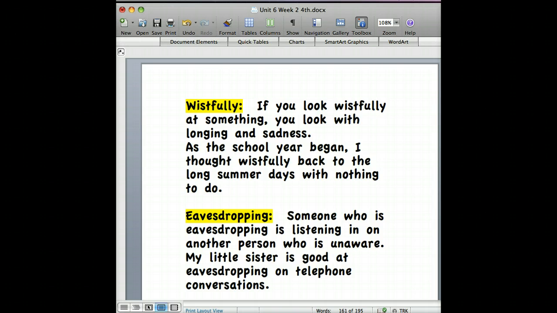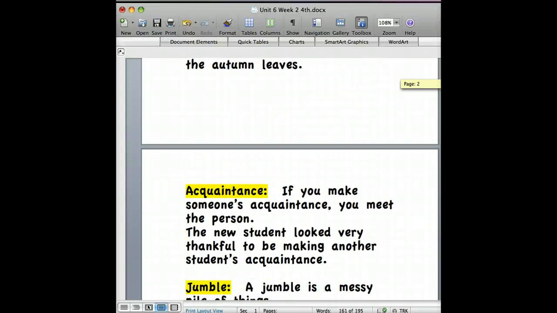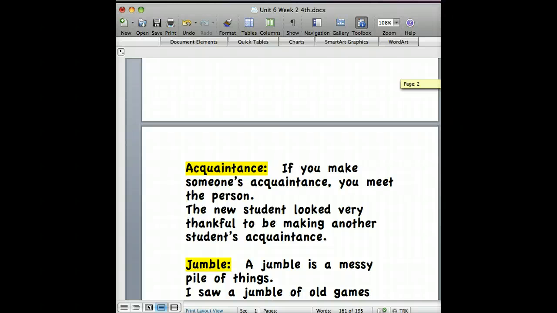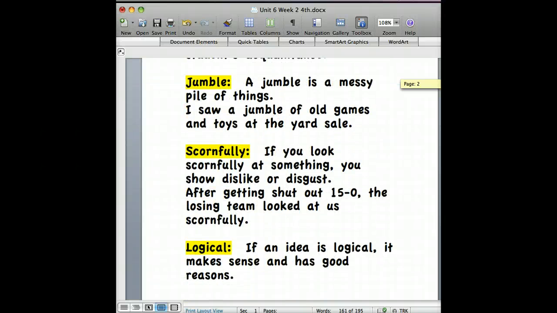Wistfully. If you look wistfully at something, you look with longing and sadness. Eavesdropping. Someone who is eavesdropping is listening in on another person who is unaware. Scuffling. Someone who is scuffling is walking without lifting his feet. Acquaintance. If you make someone's acquaintance, you meet the person. Jumble. A jumble is a messy pile of things. Scornfully. If you look scornfully at something, you show dislike or disgust.